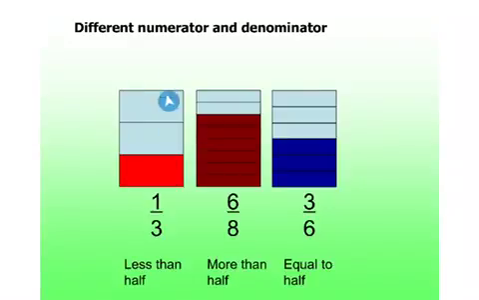Here is the whole broken down into 3 parts. 1, 2, 3, because 3 is our denominator. And we counted 1 of those, so 1/3. Here it's broken into 8 parts of it, and we shaded in 6 of those because we're counting 6 of those. And then we broke this one down into 6 parts, and we counted 3 of those. And you can see here, this is less than half, right? This one would be more than half, and this one is exactly half.